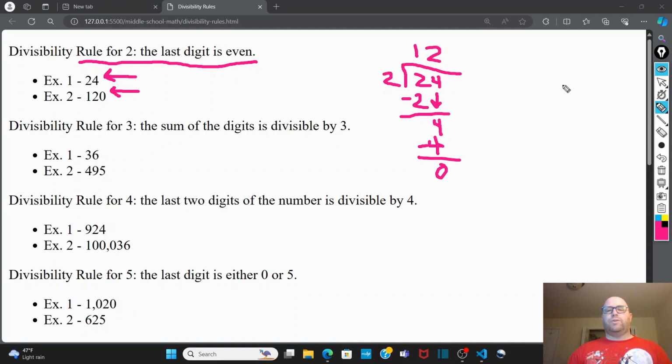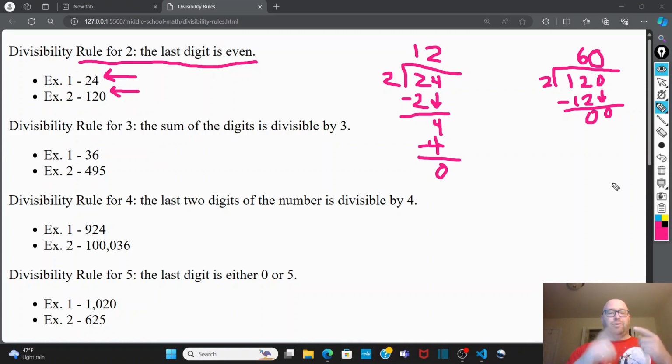Okay, let's look at 120 now. We're going to divide that by 2. 2 doesn't go into 1, but it goes into 12 6 times. 6 times 2 is 12. 12 minus 12 is 0. Bring down the 0. 2 goes into 0 0 times. The remainder is 0, so that one works as well. Take a snapshot of that one because I'm going to erase this and we'll move to 3.